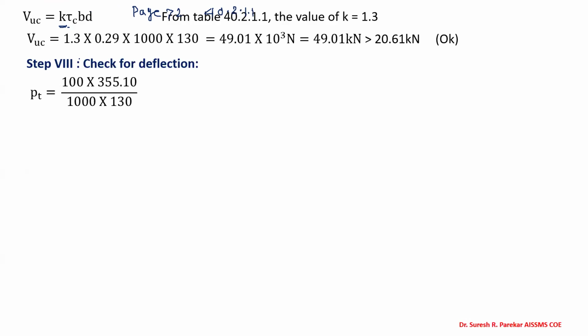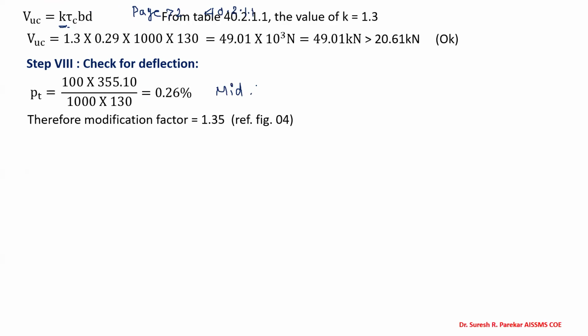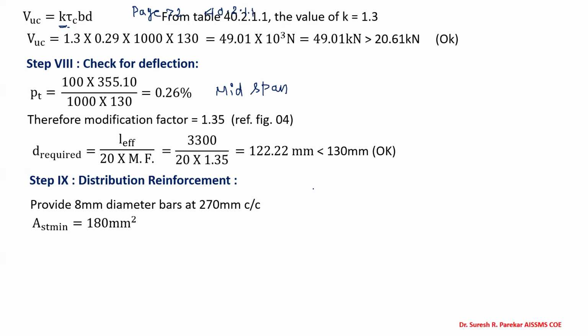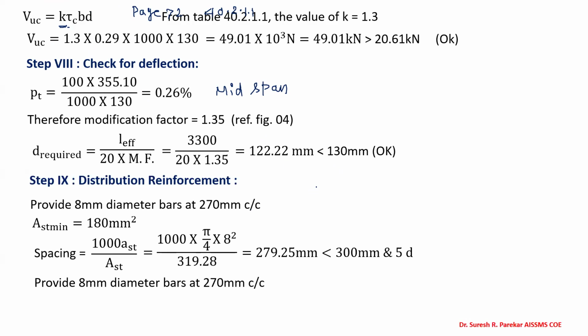Then check for deflection. So same way we have PT 0.26%. This is at mid span. Check for deflection we have at mid span. And then from this D required we have 122, we have provided 130 mm, therefore it's okay. Then distribution reinforcement we have to go for, and then we will get it as 270 mm center to center.